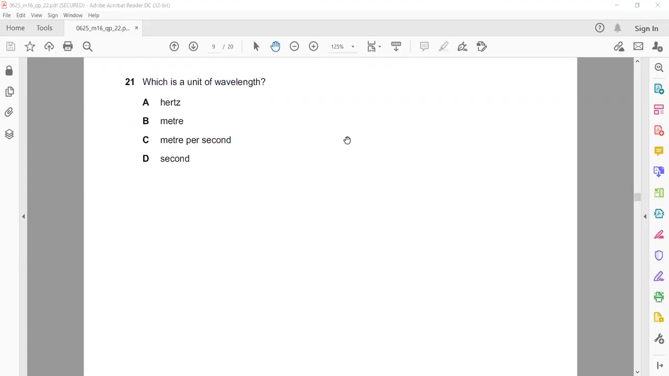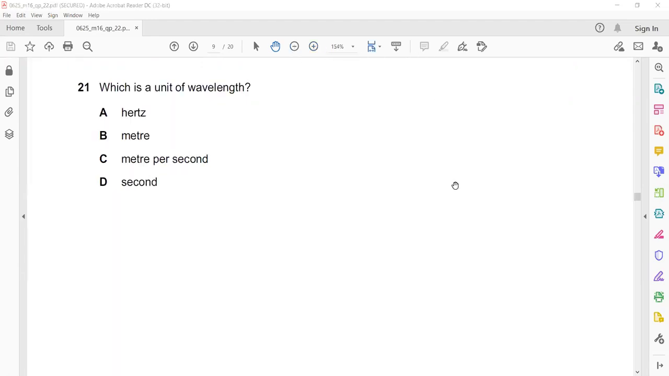Question 21. The SI unit of wavelength. As we know, the SI unit of length is the meter. That's why the wavelength will also be in meters. Hertz is a unit of frequency. Meter per second is a unit for speed, and for time, the unit is the second.